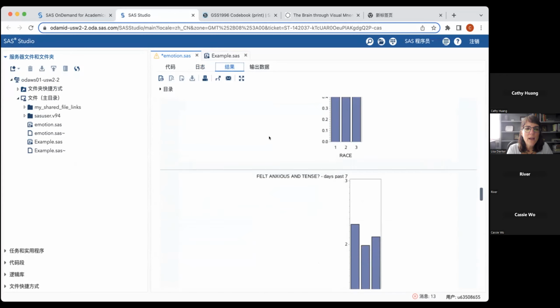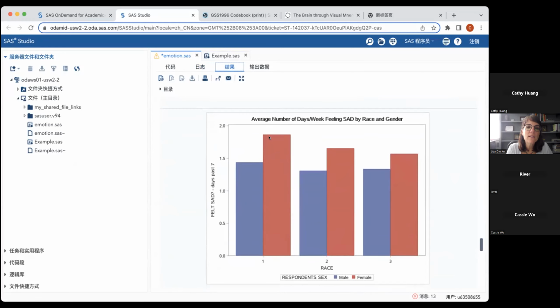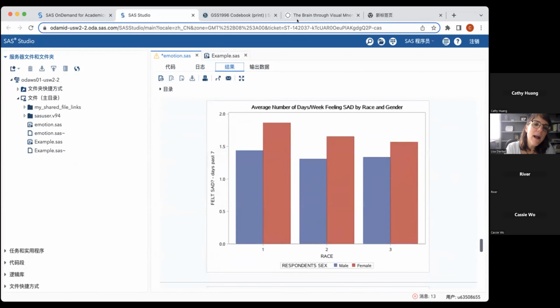So they'll have red and blue in them. There we go. Okay, let's look at this. So race by sadness by gender. So average number of days per week felt sad. So it looks, first of all, like females are sadder than males, right?